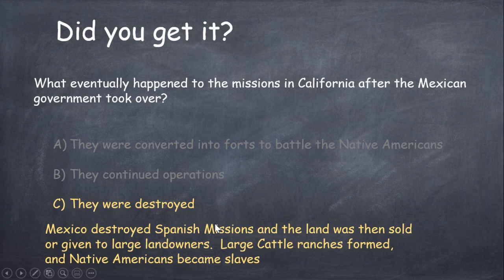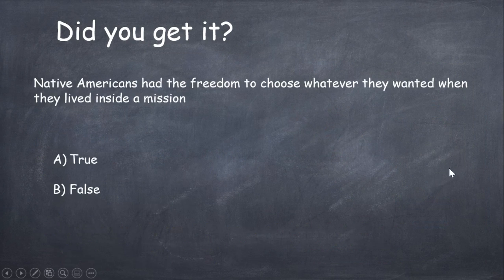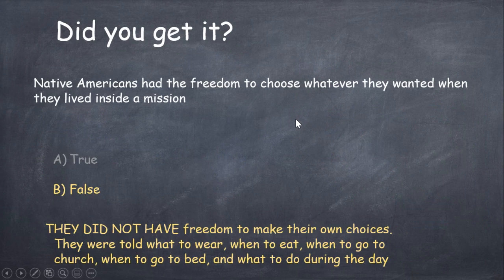So that's what happened. Native Americans had the freedom to choose whatever they wanted when they lived inside a mission. True or false? Remember, that is false. They did not have freedom to make their own choices. They were told what to wear, when to eat, when to go to church, when to go to bed, and what to do during the day. They had no freedom to decide what they wanted to do on their own. They weren't allowed to make their own choices.